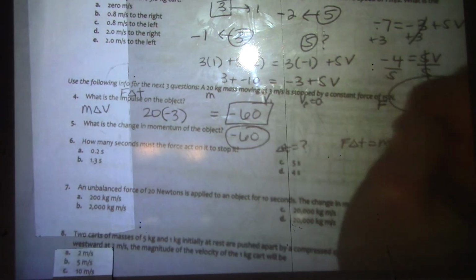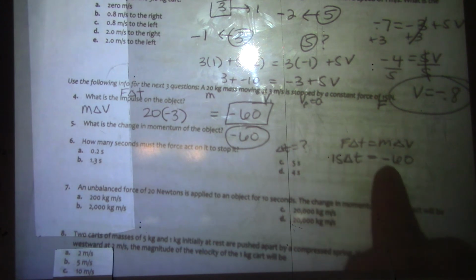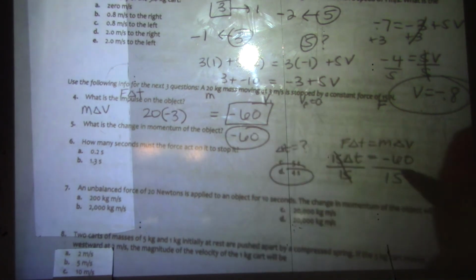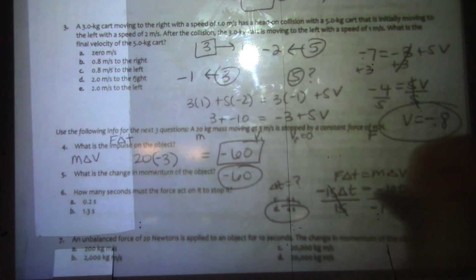And how many seconds? So now I'm looking for the time. It's supposed to be a delta T. So F delta T equals M delta V. We've already found this side is negative 60. F is 15. So 15 times what time equals negative 60, divide the 15 over, and that gives me 4 seconds. Now if you get a negative time, that doesn't really make sense. Technically that force would be a negative force because it's stopping.